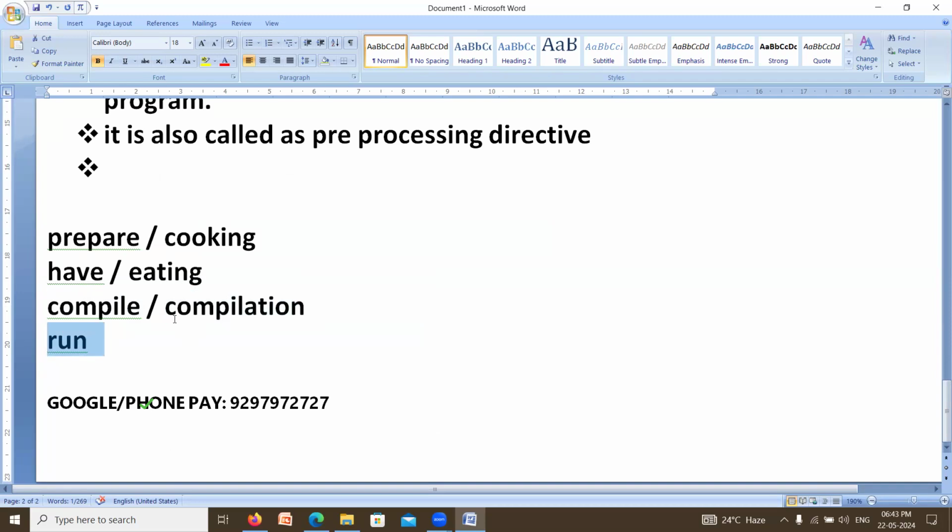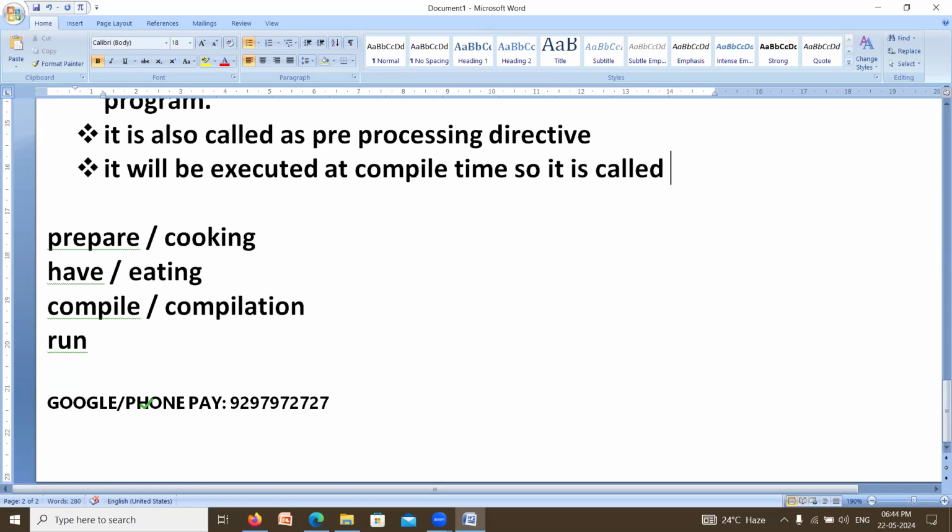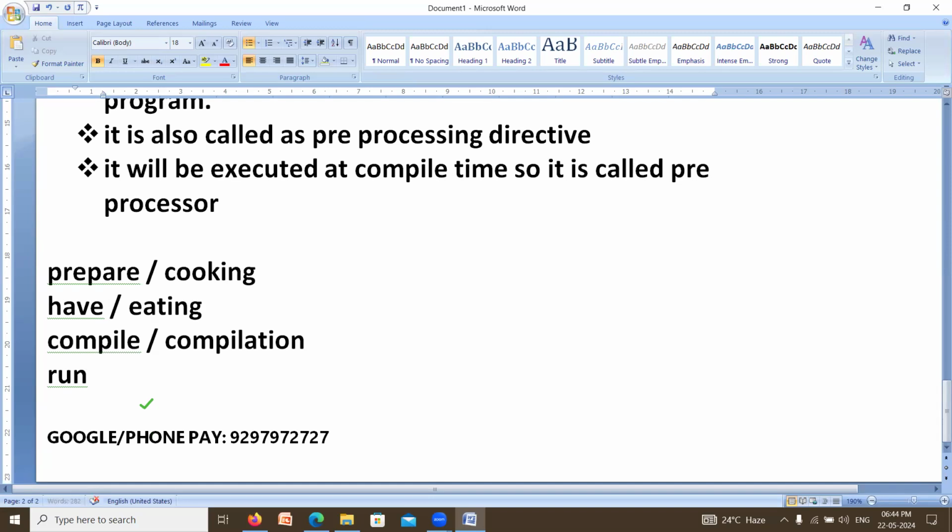But the hash include stdio.h line will be executed at the time of compilation. So it is called pre-processing. Processing means running, and before running, we are doing this. In 10th class, we have a final examination, and before the final examination, we have a pre-final examination. In the same manner, before running the program, this line will be executed, at compile time. So it is called preprocessor.